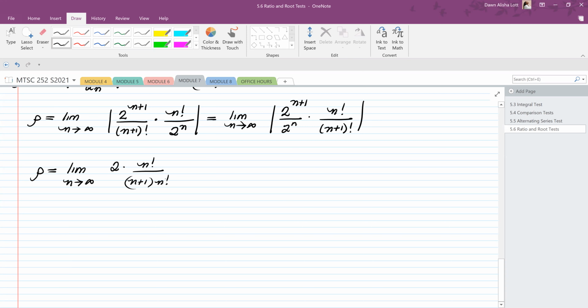Times n factorial. So now you can easily see the n factorials go. So this is the limit as n approaches infinity of 2 over n plus 1, and that limit is 0. Aha! 0 is less than 1. So we have rho is less than 1, so that implies this series converges. Now, what it converges to, we don't know, but we do know it converges.